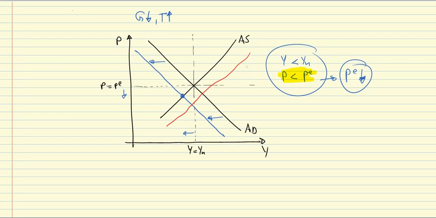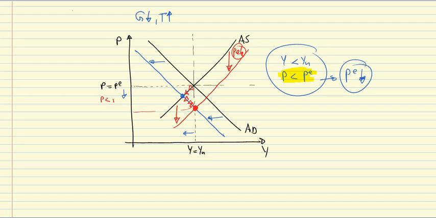That's a really messy curve. Let's try it again. Until it reaches an intersection at this point. So AS shifts down after AD shifts left, with PE falling. So we first see a move along this AS curve, and then a move along this AD curve to get to the new equilibrium.